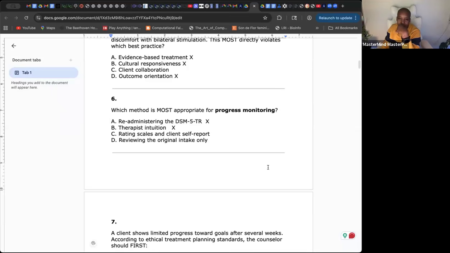It's not an actual assessment itself. So, which method is most appropriate for progress monitoring? Rating scales and client self-reports, or reviewing the original intake only?